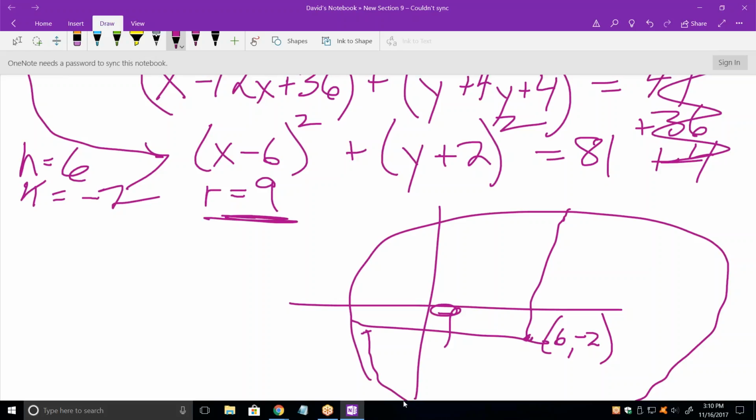Okay, yeah, the point I'm at is 6, -2. And then does the radius just go up 9? It goes any direction 9. That's what a circle is. It's the locus of all points that are r distance away from the center of the circle. Every point on this circle is exactly 9 away from the center.